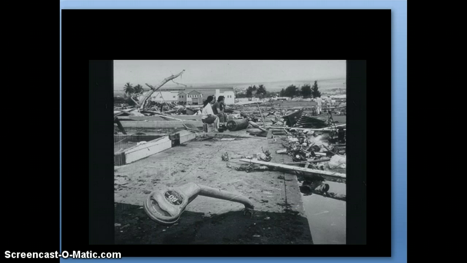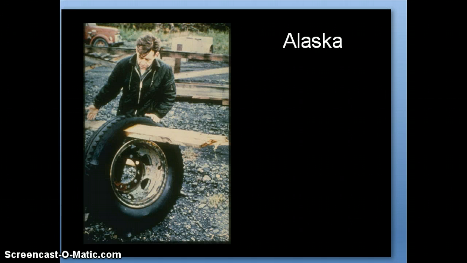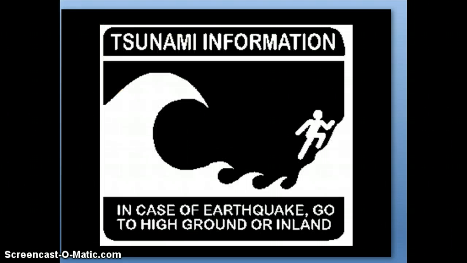But here are the results of a tsunami that was generated from an earthquake in Alaska, and I think this image is from the wave damage in Japan. And also just some of the images from the earthquake in Alaska. And so along the Oregon coast, I think this is an international sign, but you see this a lot along the Oregon coast.